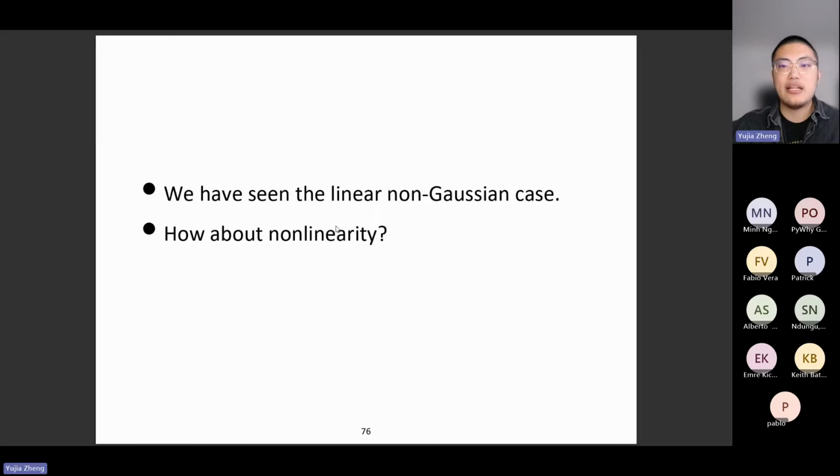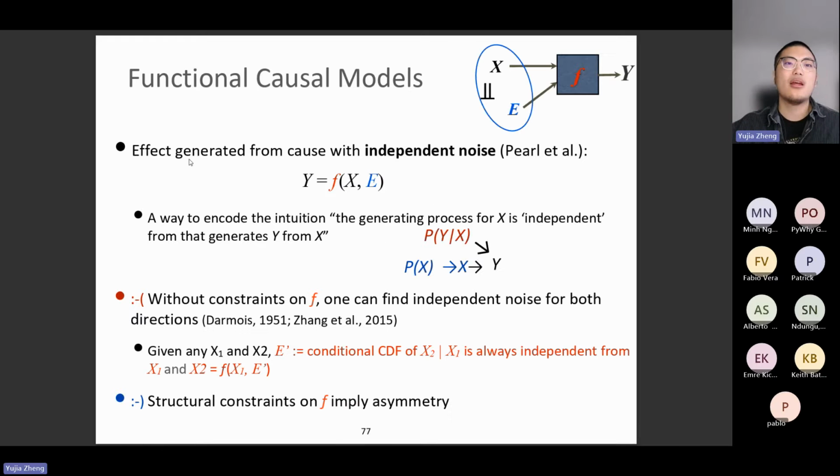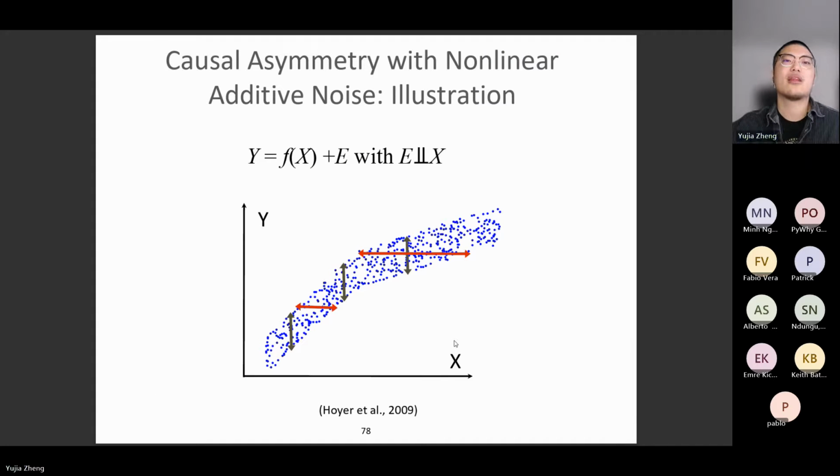So we have seen the linear non-Gaussian case, but how about the nonlinear case? The world is not exactly linear, so we need to add some nonlinearity in order to deal with more distributions. Again, the hidden principle of distinguishing cause from effect in a general distribution is to find that asymmetry. If we reverse the direction, we cannot get the independent noise condition, so we can distinguish cause from effect. We can see that kind of asymmetry in the additive noise case; if we reverse it, we cannot see that.